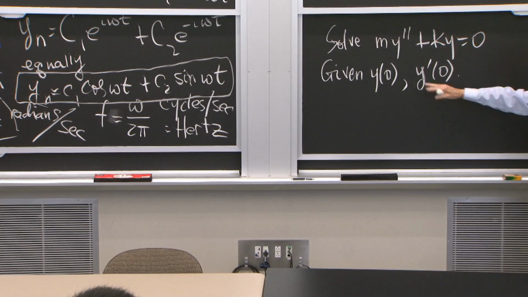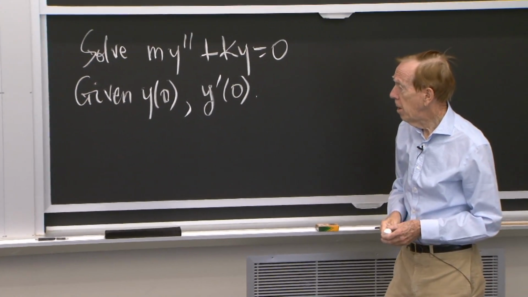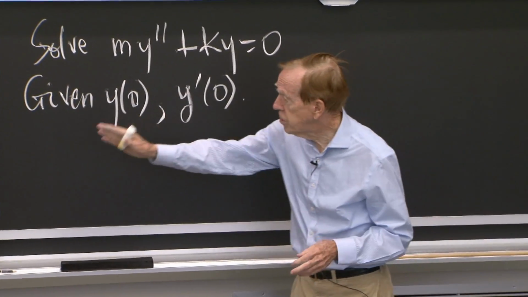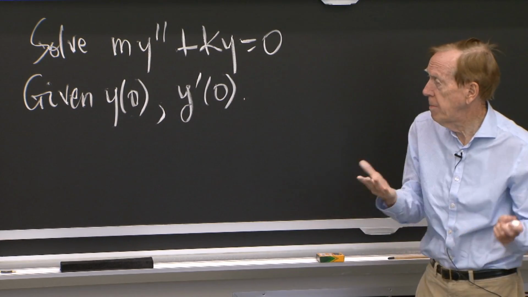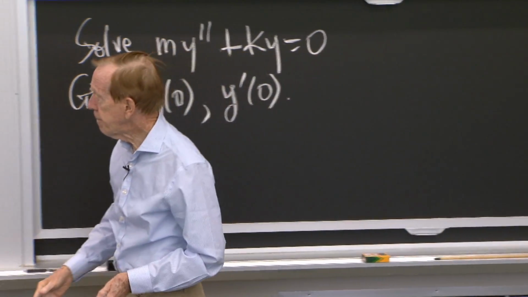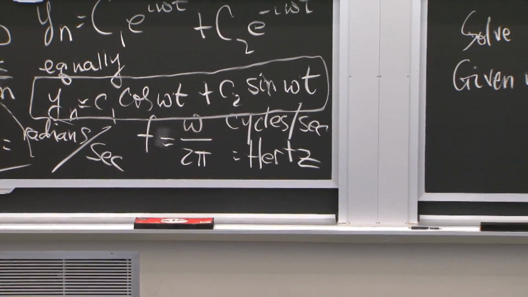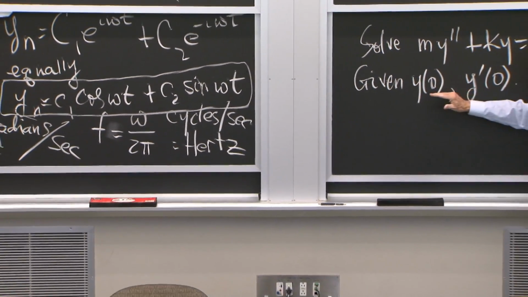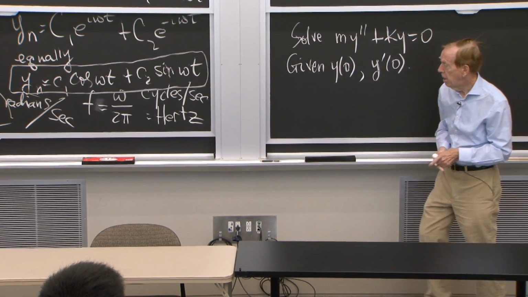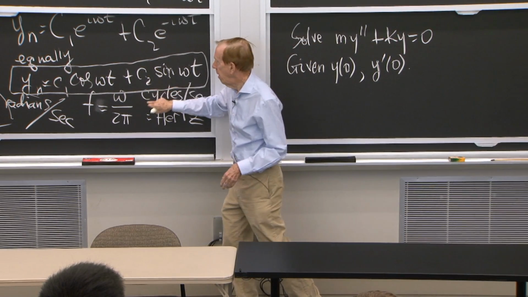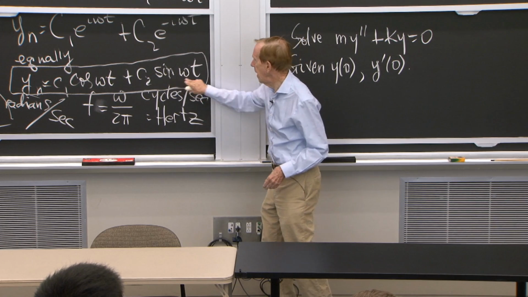All I've got left is to get C1 and C2. All I have left is to choose C1 and C2 to match the two initial conditions. So let me just do that. What are C1 and C2? At time 0, I have to match an initial displacement. At time 0, cosine of 0 is a 1, and sine of 0 is a 0.